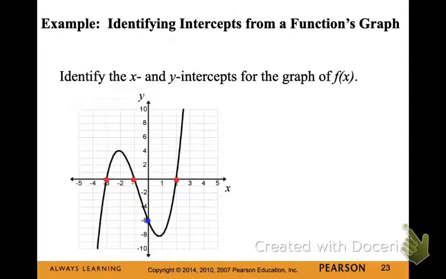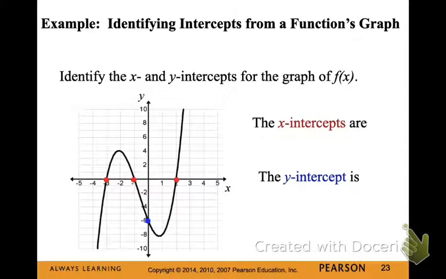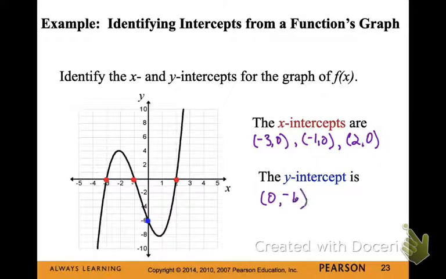So read the graph left to right, and first let's look for the x-intercepts, where it's crossing the x-axis. We'll write these as points, as ordered pairs. It's at (-3, 0), (-1, 0), and (2, 0). Now put your eyes along the y-axis and find that one y-intercept, and that's at the point (0, -6).